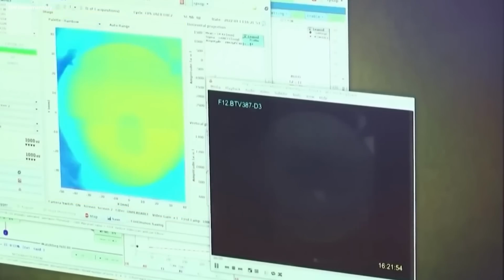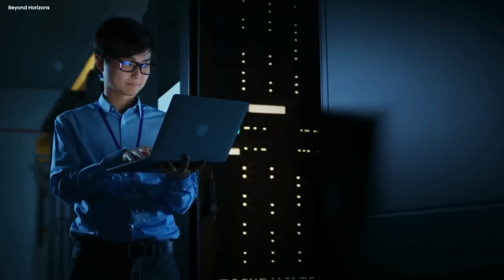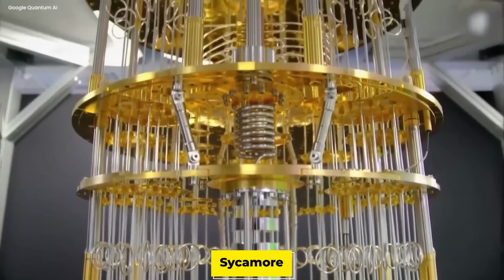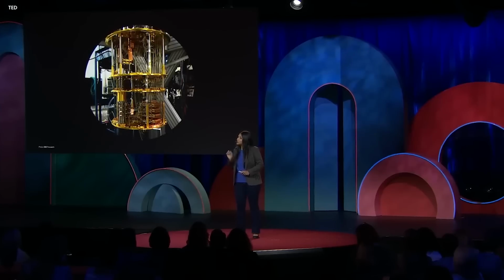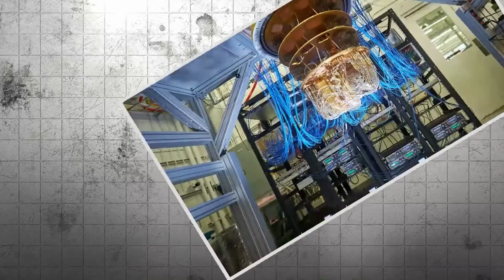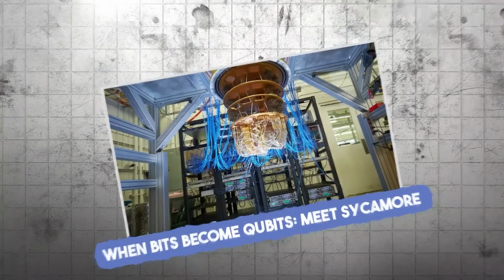To trace the Omega, you have to understand the machine that made it. And Sycamore is no ordinary computer. Prepare to dive into the unseen code. When bits become qubits, meet Sycamore.